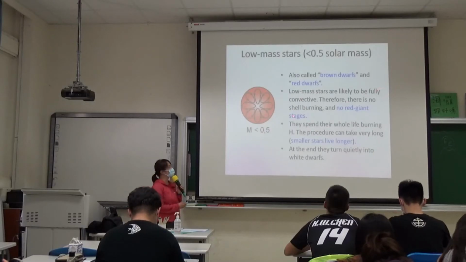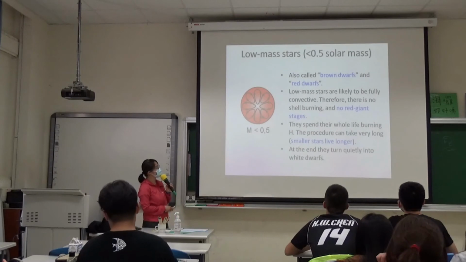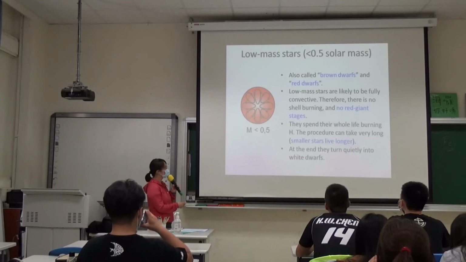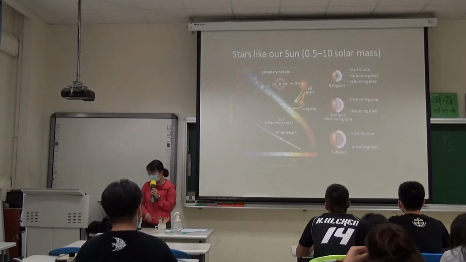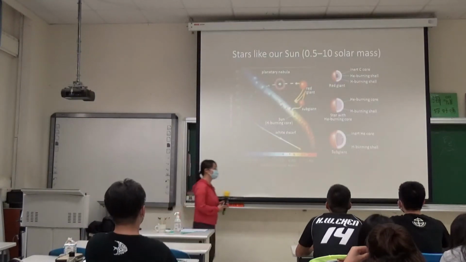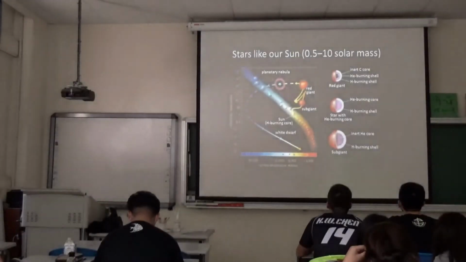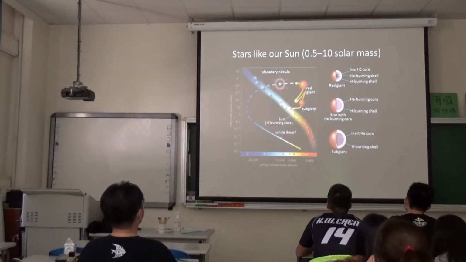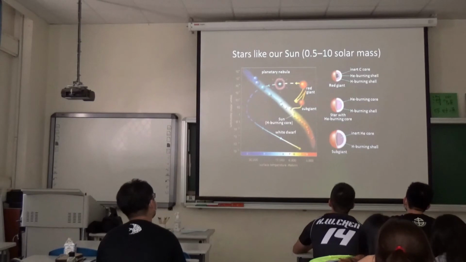We have talked about this very small star, the low mass star. The definition is less than half of the solar mass. We say it's completely convective, it's only doing hydrogen burning to helium and dies quietly. And then we talked about the sun. The key point is I explained why a giant will be formed at a later stage of the sun. This is because of the shell burning stage.